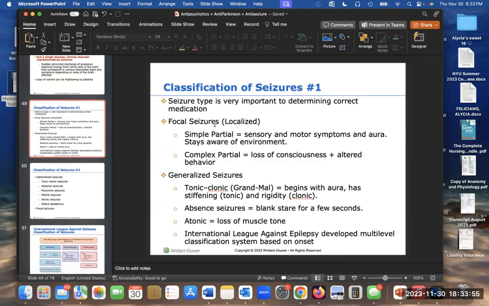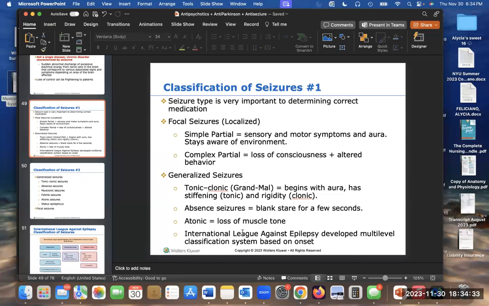For seizures, we have other types. We have focal, which means localized to one part of the brain, and generalized seizures, meaning they encompass different parts all over the brain. So we have simple partial, where sensory and motor symptoms occur. We have an aura, some sort of sensory symptom, like this smells weird, letting us know they're going to have a seizure. But they're aware of the environment, which is really good. They know what's going to happen, and they're able to tell you what's happening. Complex partial means that they lose consciousness, and they don't know what's going on, for a focal seizure.